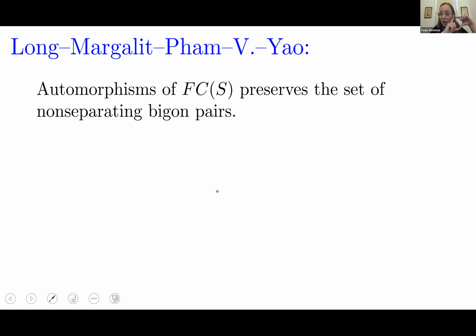What you would ideally want is that an automorphism of the fine curve graph would send an inessential curve to an inessential curve. And since non-separating Bigon pairs are preserved, if I have a non-separating Bigon pair in the fine curve graph and I apply an automorphism, it will be sent to another non-separating Bigon pair, which means I can have a corresponding inessential curve sent to a different inessential curve on the surface.